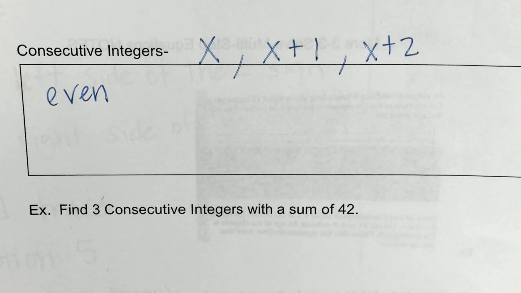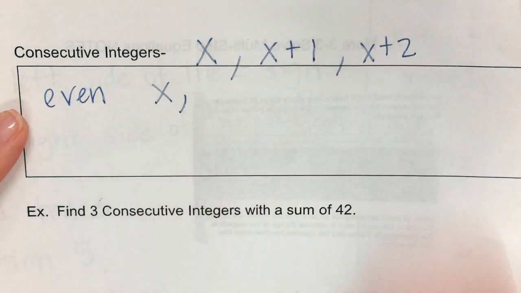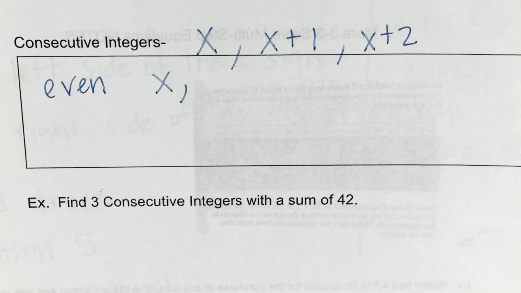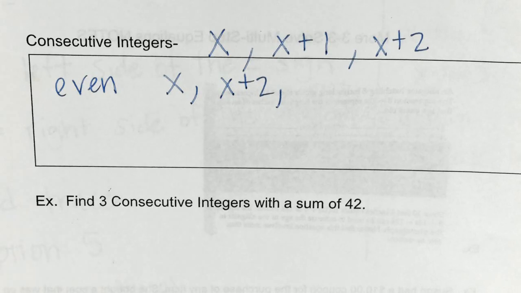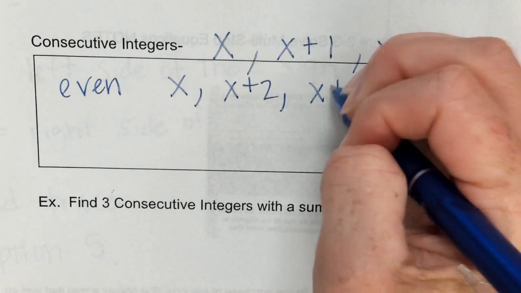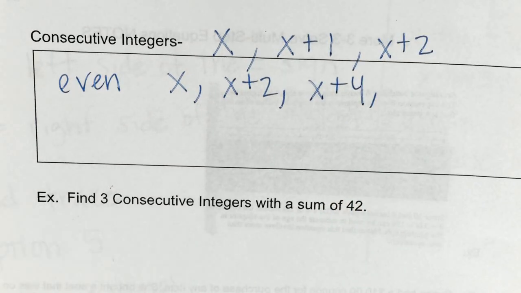What's an even number? 2, 4, 6, 8, 10, 12, whatever. How do you get from one even to the next even? Plus 2. So if I don't know the number, I call it X. How would I get from X to the next even number? X plus 2. How would I get to the next one? X plus 4. The next one? X plus 6. The next one? X plus 8. Are y'all good?